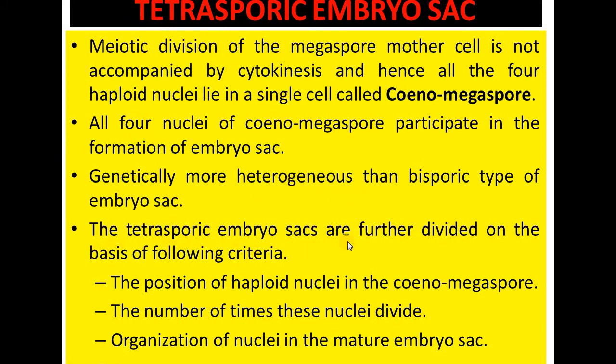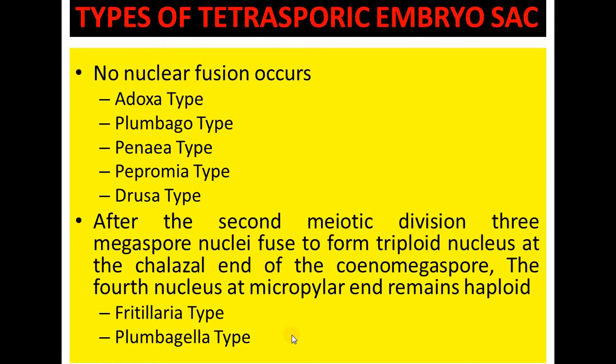The tetrasporic embryo sacs are further divided on the basis of following criteria: the position of the haploid nuclei in the coenomegaspore, the number of times this nuclei divide, and organization of nuclei in the mature embryo sac. On the basis of this factor, we can divide them into different types. So many types are there in the tetrasporic embryo sac. When there is no nuclear fusion, when the nuclei are produced but they are not fused with each other, then they will be of different types, just like the Adoxa type, Plumbago type, Penaea type, Peperomia type, and Drusa type. So different types are there.